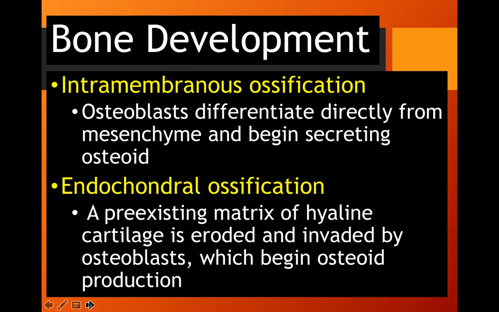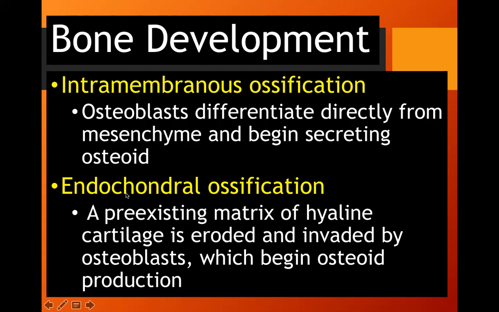Okay, what about development? We have two types, your intramembranous and endochondral. The main difference is, look at the intramembranous. The osteoblasts, as you all know, will differentiate directly from the mesenchymal cells or the osteoprogenitor cells and begin secreting osteoid. And this is the type of bone cells that we've discussed in the first part of the lecture. What about the endochondral?